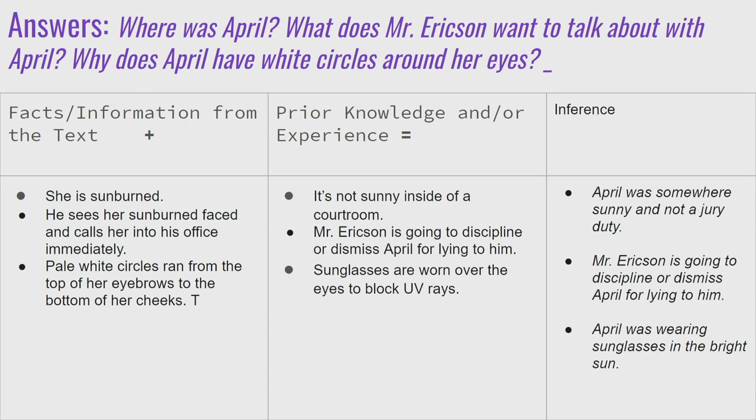Our facts and information from the text to answer our last question, why does April have white circles around her eyes? Pale white circles ran from the top of her eyebrows to the bottom of her cheeks. That is the information we have from the text. Our prior knowledge: sunglasses are worn over the eyes to block UV rays. The inference we can make: April was wearing sunglasses in the bright sun. So I guess we found out that April wasn't in the courtroom for jury duty.